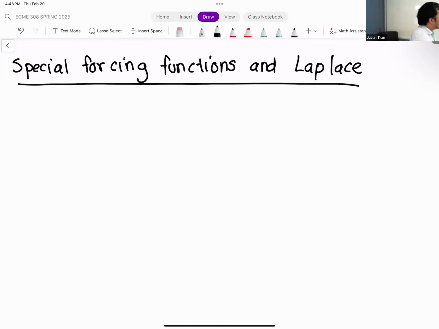First of all, let's remind ourselves what a forcing function is. A forcing function in an ordinary differential equation is another term that I like to use for the non-homogeneous right-hand side.